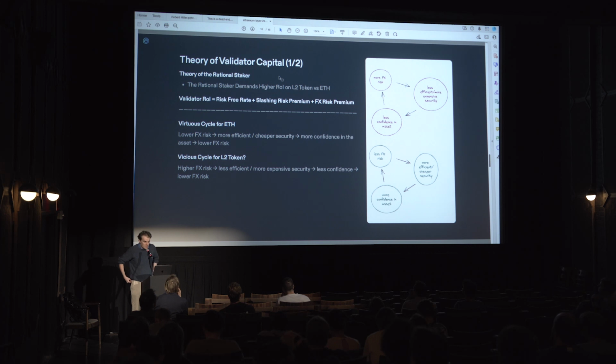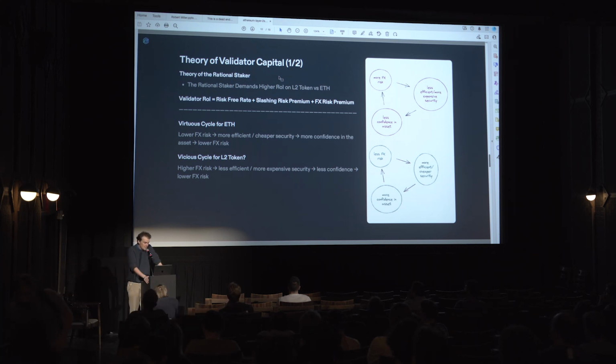Okay, so I quickly want to return to a point I made about the macro asset and the stability of the asset and what implications this has for validator capital. A very basic theory of the rational staker is that the validator return on investment is something like a fixed income instrument: the risk-free rate, whatever that is, plus the slashing risk premium, which I think we all assume in the long run to be quite small, and then there's going to be some sort of FX risk premium. And you can see this in classical fixed income markets.